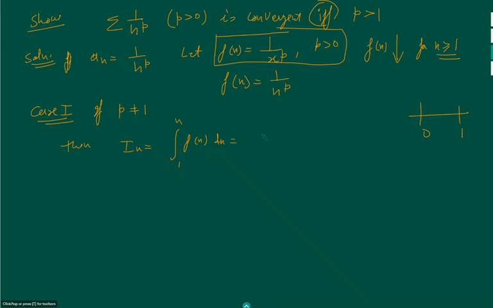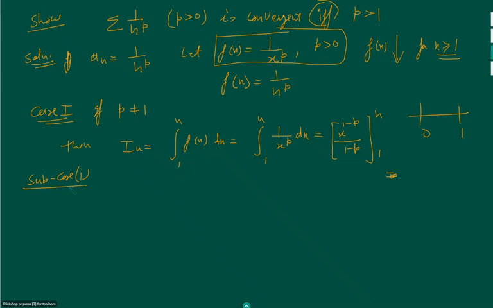Alright, I_n would be the integral from 1 to n of 1 over x raised to power p dx, and this integral would be x raised to power 1 minus p over 1 minus p, from 1 to n. Let's keep it here only, up to here. Now we consider the subcase 1.